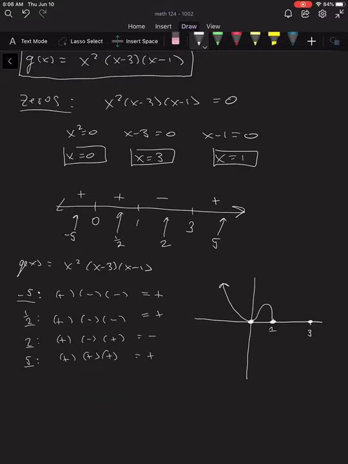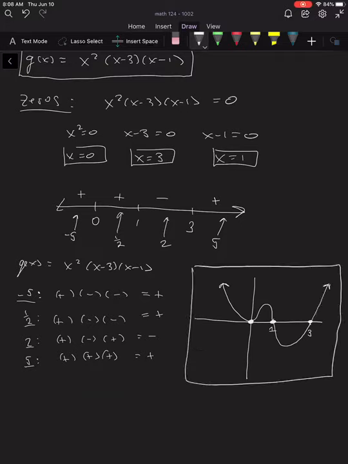In between 1 and 3, it's a minus sign. Minus sign means we go down, but we got to come back and touch that next 0. And then to the right of 3, it's plus. So plus means it goes up. So then what we drew is right here. This will be what the graph looks like.